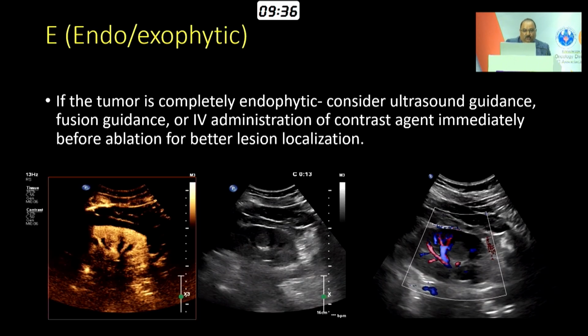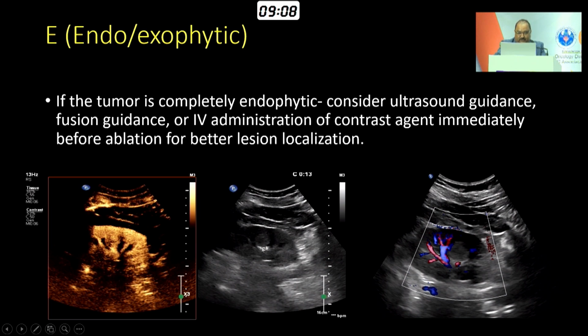Tumor endo-exophytic nature is important. Exophytic tumors are very easy to ablate. For endophytic tumors, a clear delineation of the tumor is required, and for that we place our probe or antenna in with ultrasound. So we might do a contrast ultrasound, like in this image. You see contrast ultrasound delineates the tumor, so we know the exact extent of the tumor.